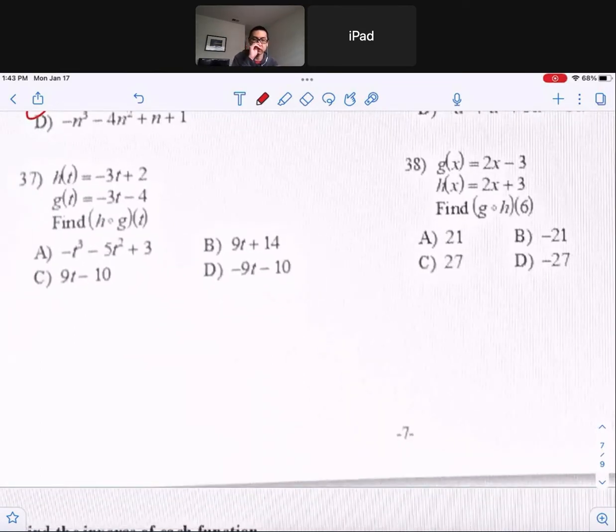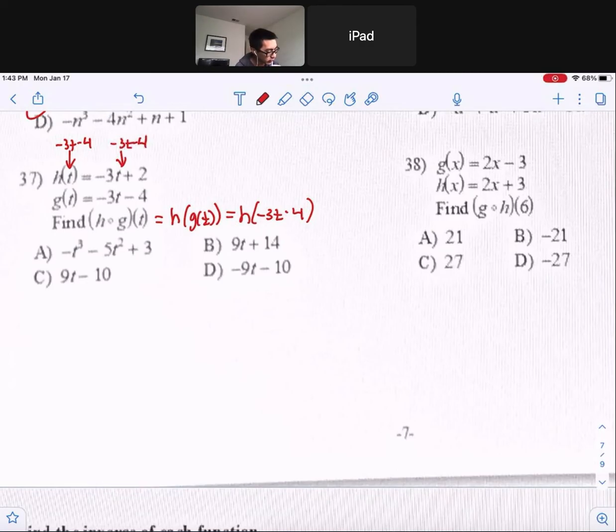37. So for 37, you guys, this is function composition. So remember, this is h of g of t. We know our g of t, you guys, is negative 3t minus 4. So this tells us we have to plug in negative 3t minus 4 into the h function.